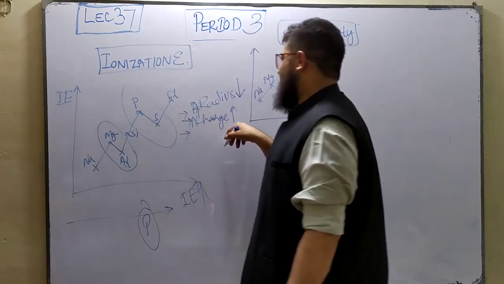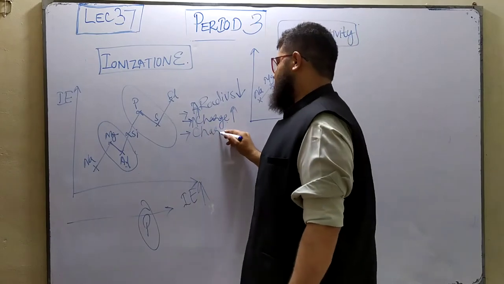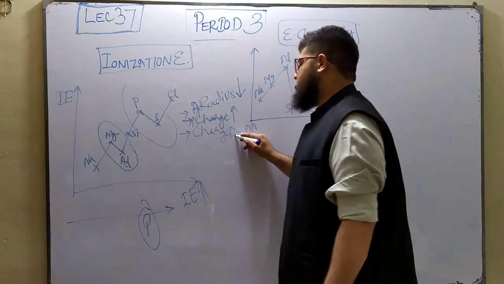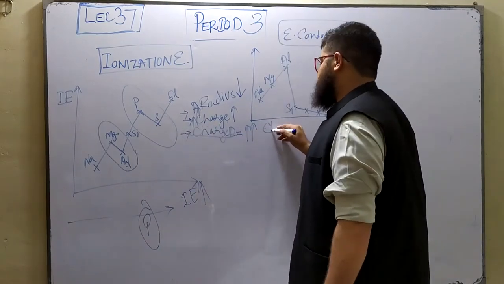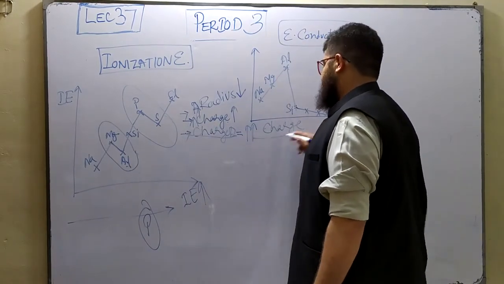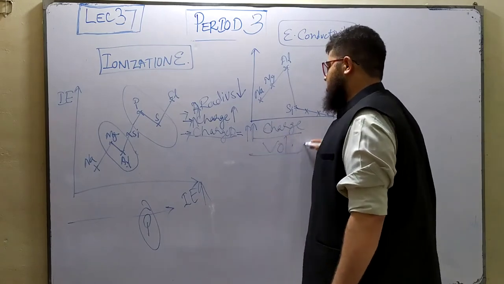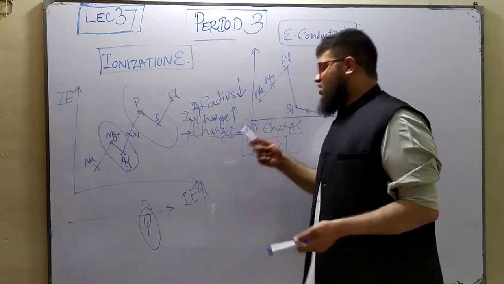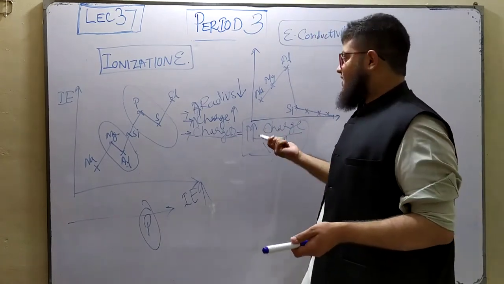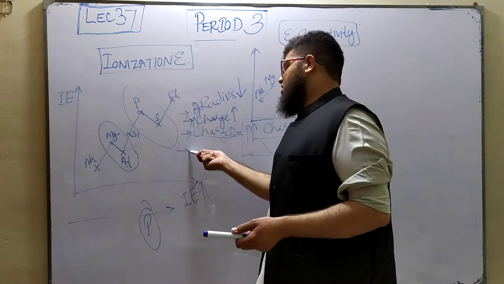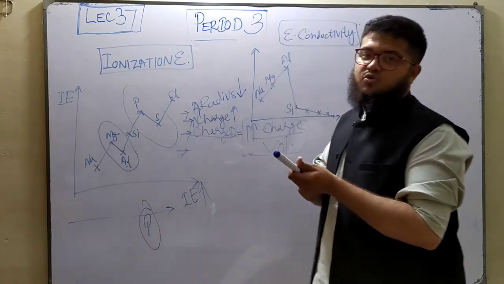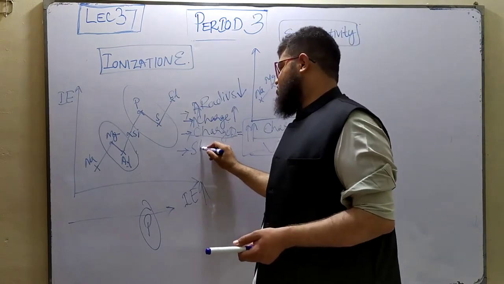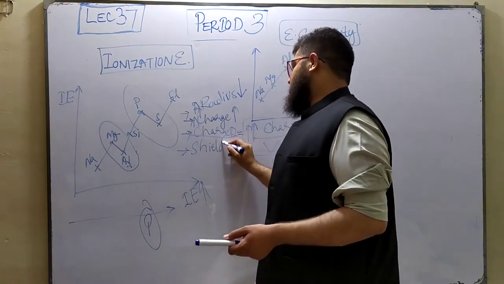So if this is happening, what's happening to the charge density? The charge density is increasing as well, because what is charge density? Remember, charge density is the charge per unit volume, meaning charge divided by radius. You could think of it that way, but it is charge per unit volume, okay? And remember, I told you that if the charge density increases, then of course the nucleus will attract the outermost shell electrons more tightly. And there is another thing as well, the shielding effect.